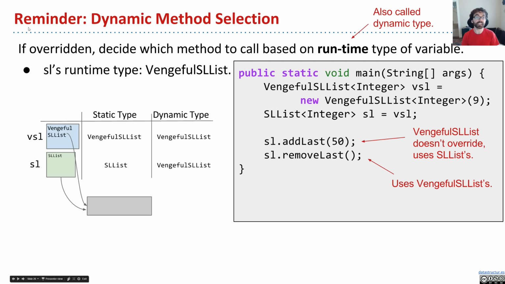Dynamic method selection then comes around to removeLast and says, I'm always going to decide, if a method is overridden, based on the runtime type of the variable. And in this case, the VengefulSList class does have a removeLast method. We wrote it in one of the first videos of the sequence, and so it runs the VengefulSList version. So, just a little review, that's how dynamic method selection behaves.